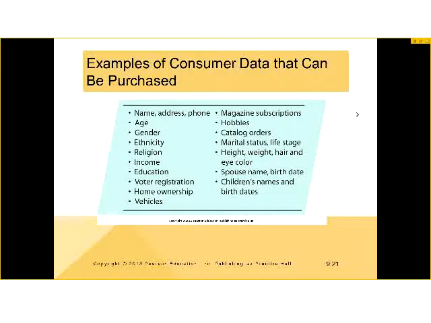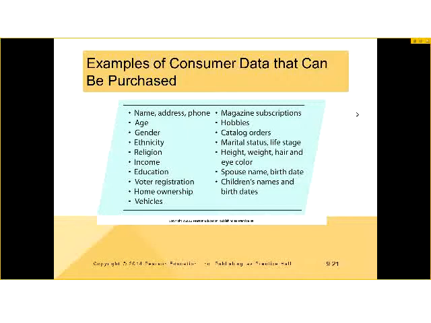Name, address, phone, age, gender, ethnicity, religion, income, education. Hopefully you're getting a little nervous now. Home ownership of your vehicles, still a little nervous. Your magazine subscriptions, your catalog order, a little bit suspicious. Your marital status, are you married or not?